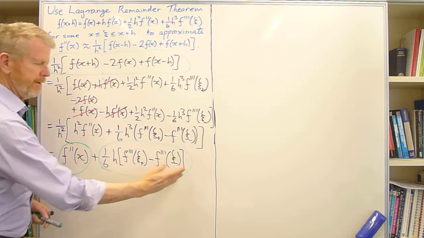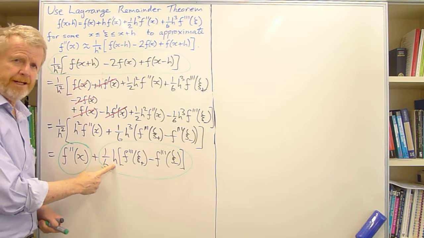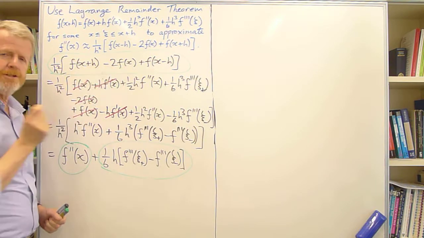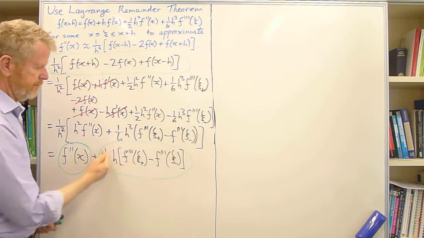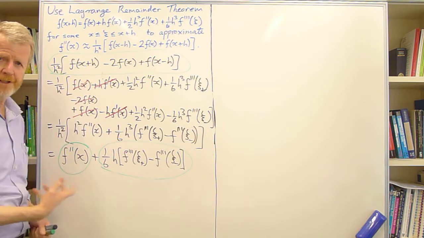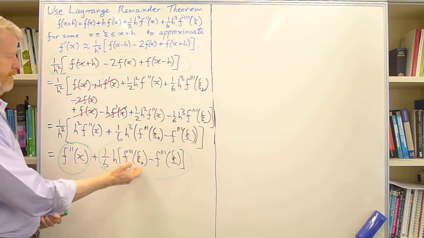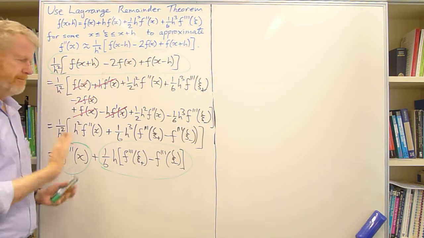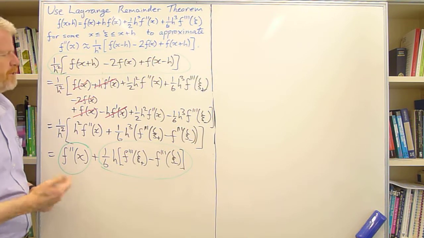And the key thing about this term here is it's multiplied by h. So if the step h in this expression is small, then this term here, the difference between these two things, is small, and hence saying that f double dash is approximately this is a reasonable approximation.